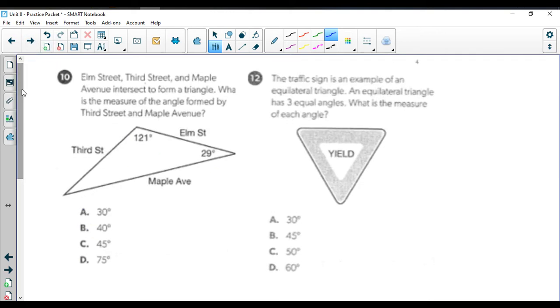For question number 10, Elm Street, 3rd Street, and Maple Avenue intersect to form a triangle. What is the measure of the angle formed by 3rd and Maple?